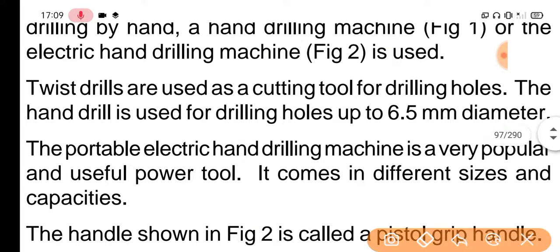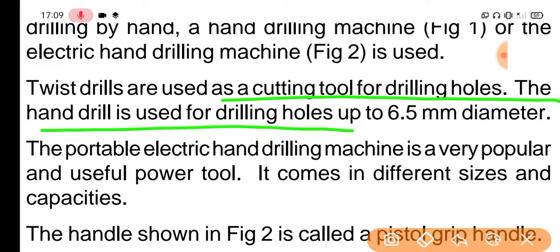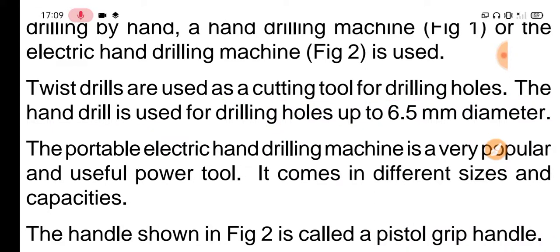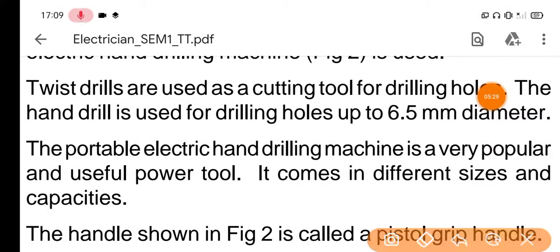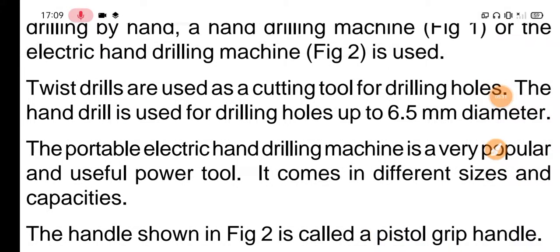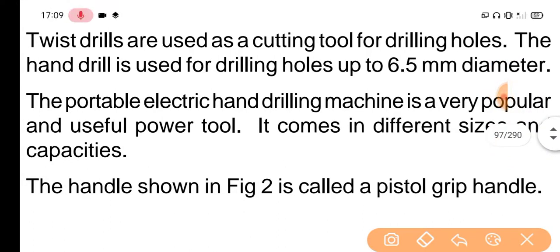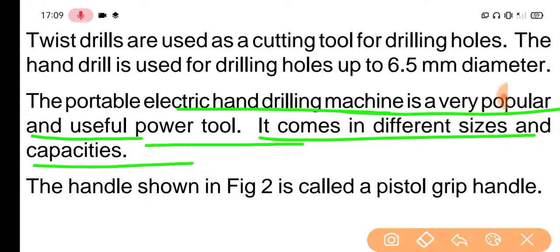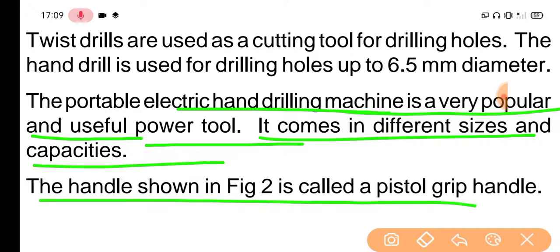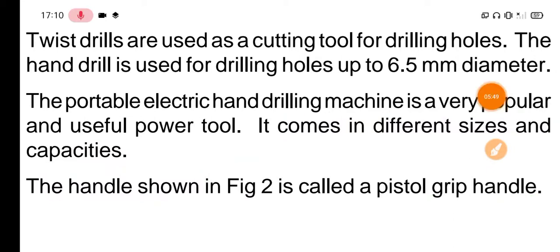Twist drills are used as cutting tools for drilling holes. The hand drill is used for drilling holes up to 6.5 mm diameter. The portable electric hand drilling machine is very popular and used as a power tool. It comes in different sizes and capacities. The handle shown in picture 2 is called a pistol grip.